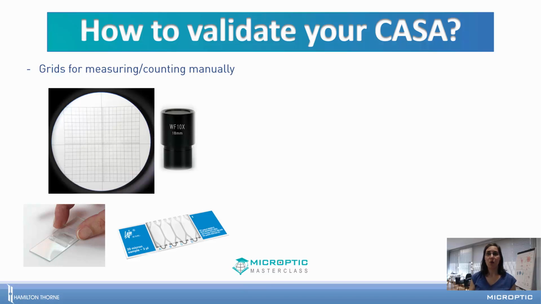So when you are using counting chambers without grids, okay, that could be the slide and the cover slip, the Leja, or these capillarity slides, you will need to check manually the motility and the concentration on the chamber by using a grid, a specific grid, in order to get a better accuracy in the comparison between manual and automatic. You should minimize as much as possible all these sources of variation.